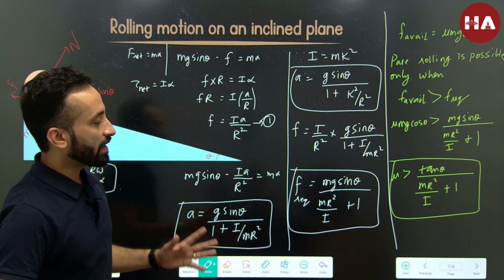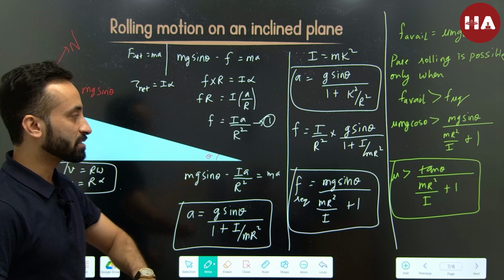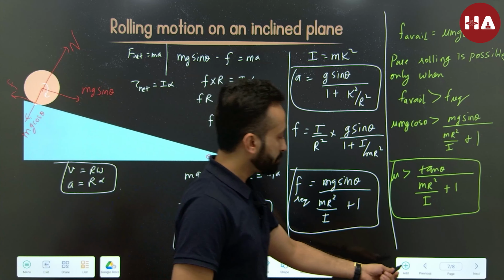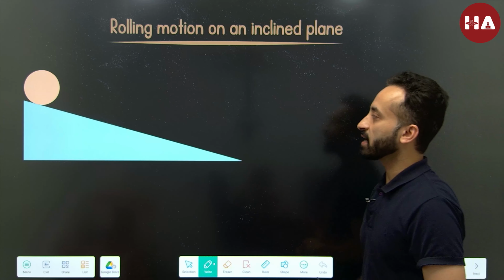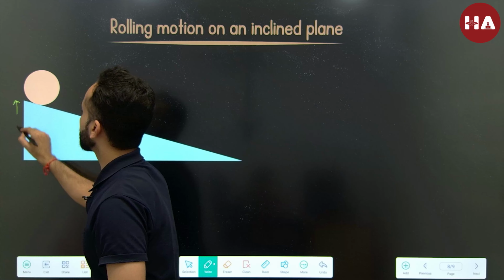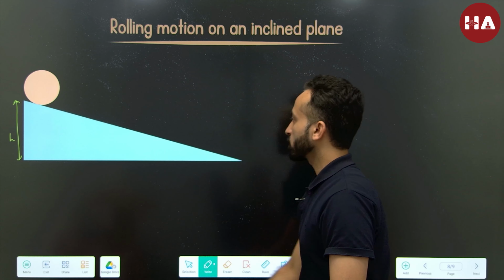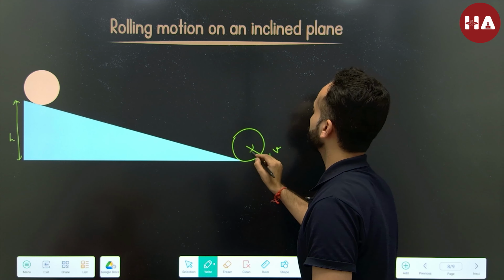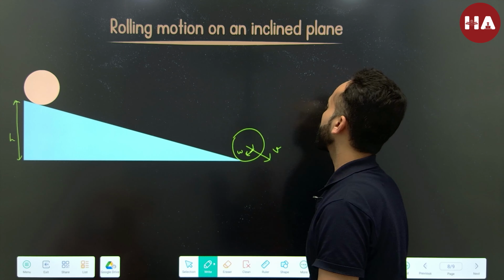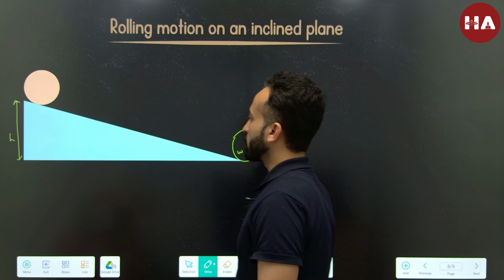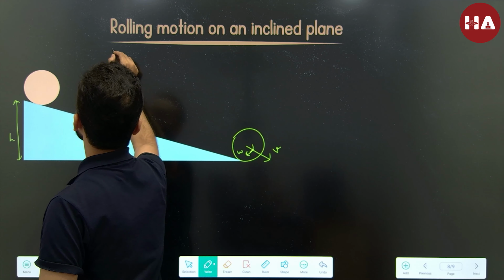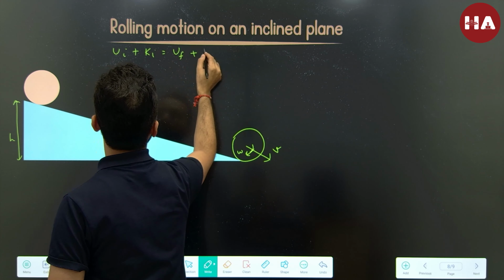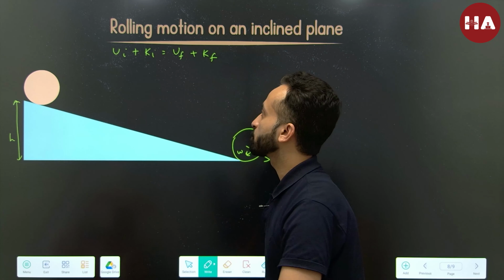All right, so I will wait, you copy this down. I have one more aspect to discuss here. I'm going to pick up the same diagram again and assume, let's say, it slides down a height h, and it ultimately reaches here when its velocity becomes v and angular velocity becomes omega. So we want to find this v and omega. What are we going to do? We are going to apply conservation of energy, that is U initial plus K initial is equal to U final plus K final, assuming that it is pure rolling.